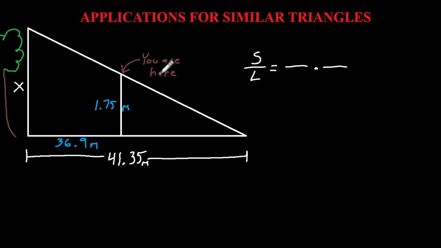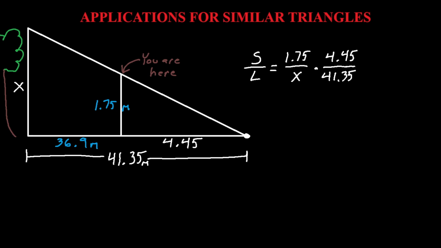Now for the small triangle, we know that the height is 1.75 meters. The height of the tree is just given as an x, so we'll put that here. And then the other part that we're aware of is we know the distance from this point over here to the tree is 41.35, so that distance we'll put here, 41.35 meters. And then the distance for the bottom of the smaller triangle would be 41.35 minus 36.9.